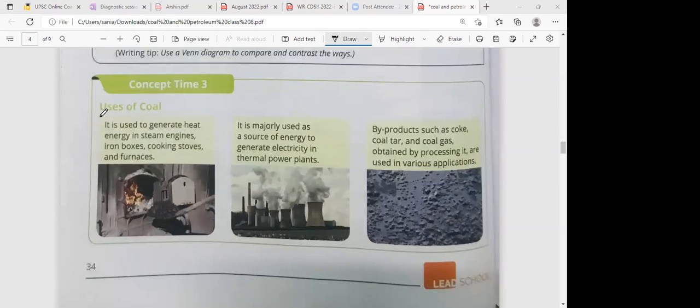Now you are going to do the uses of coal. So what are the uses of coal? First, it is used to generate heat energy in steam engines, iron boxes, cooking stoves, and furnaces. So if you want to generate heat, you use coal. Second, it is majorly used as a source of energy to generate electricity in thermal power plants. Next, byproducts such as coke, coal tar, and coal gas obtained by processing it are used in various applications. So coal is used here to produce the byproducts. So you will write it down.